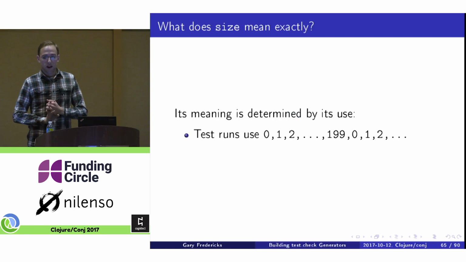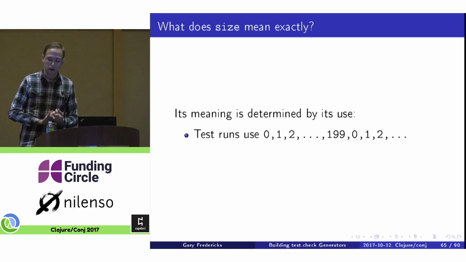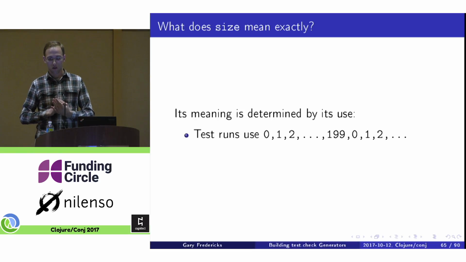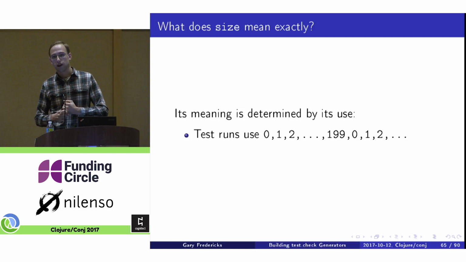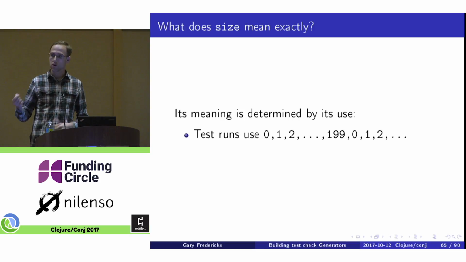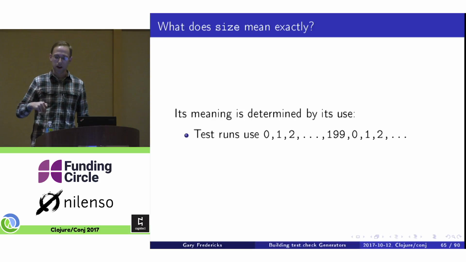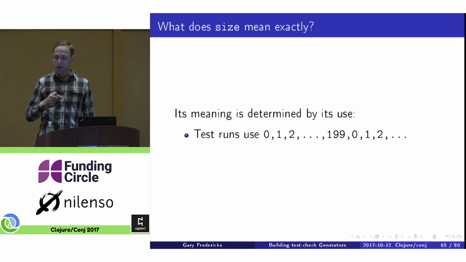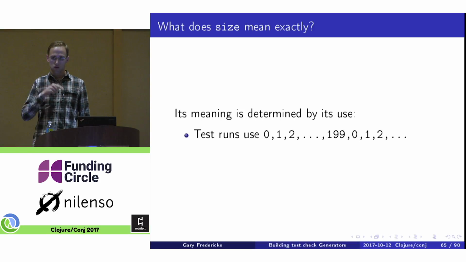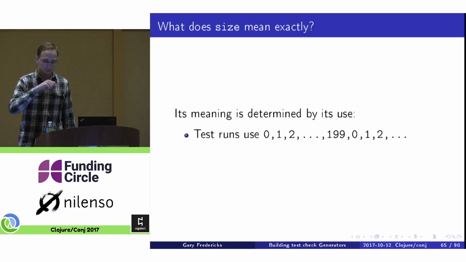We should talk about what size means exactly. So the meaning is essentially determined by how the test runner in test.check uses it. When you run tests, it will start the first trial by generating a value of size 0, and then the next trial it uses 1, and then 2, and all the way up to 199. And then it cycles back to 0 and starts counting up again. You can control what the maximum size is, but that just changes the length of the cycle. So it'll still go up to that max size and then back to 0.